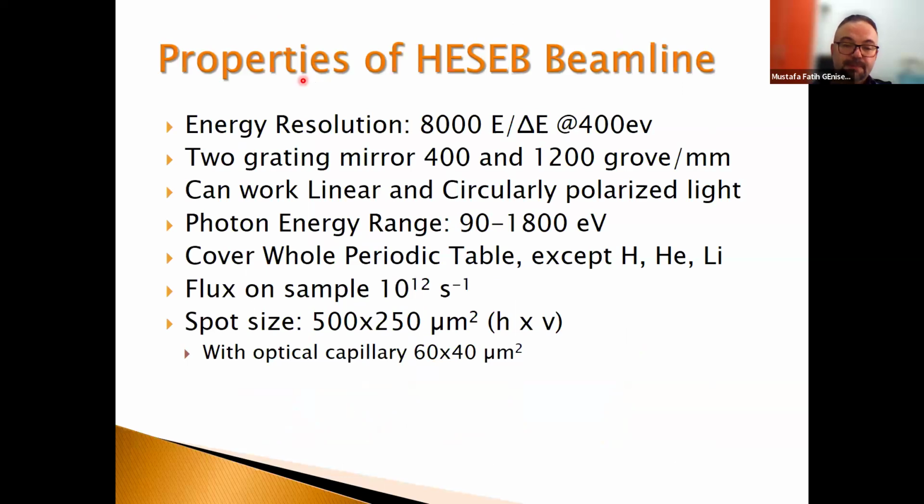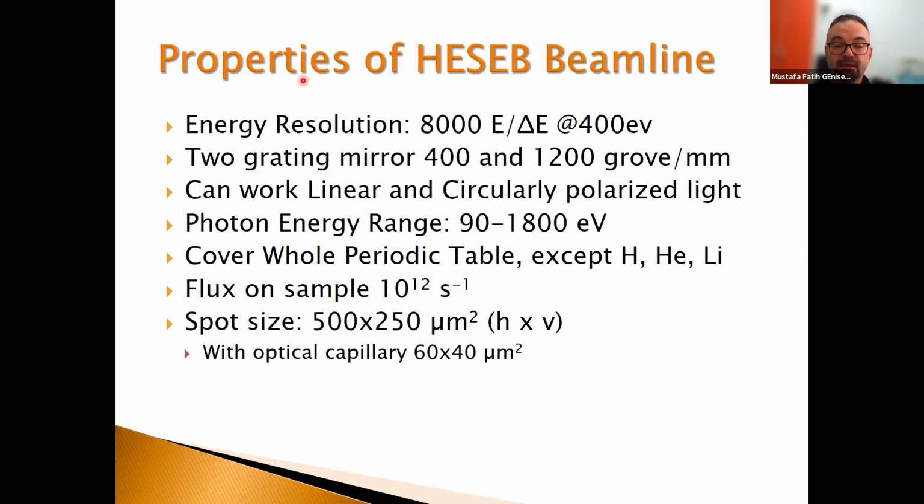So what are the properties of the HESEB beamline? If we compare it with the monochromator, the energy resolution is better than 8000, and it has two grating mirrors. It can work with linear or circular polarized light, and the photon energy is between 90 and 1800 eV. It covers almost the whole periodic table except hydrogen, helium, and lithium. The flux density on the sample is 10^12 photons per second, and the spot size is from half a millimeter to a quarter millimeter.